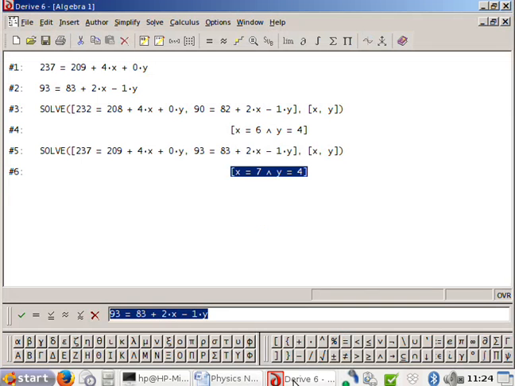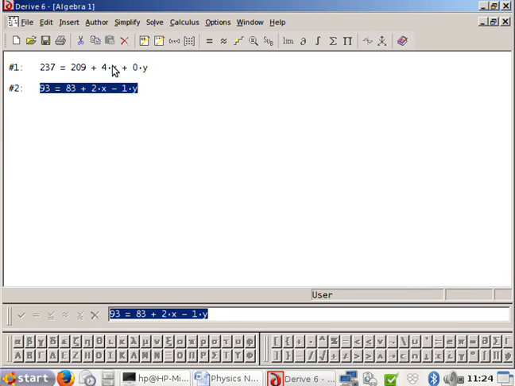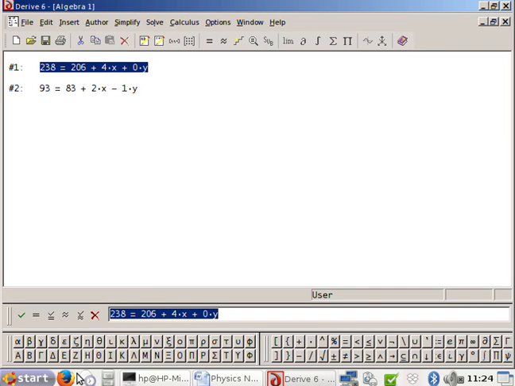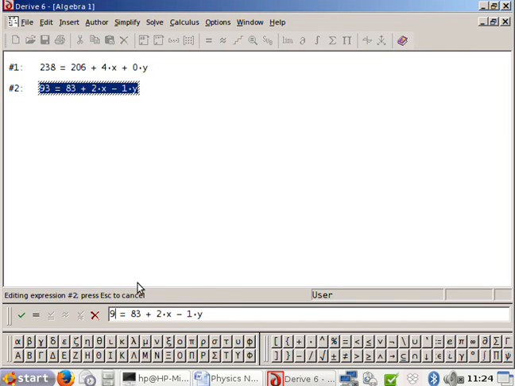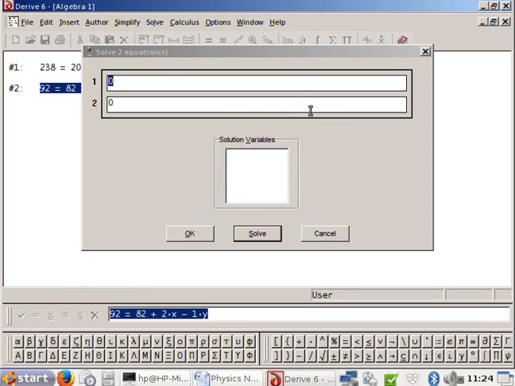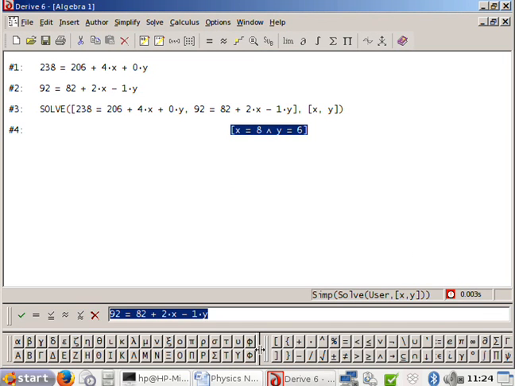Okay, halfway there. C. 238 and 206, and then the second one is 92 and 82. So solve system again. What did you get, Joshua? 8 alphas and 6 betas.